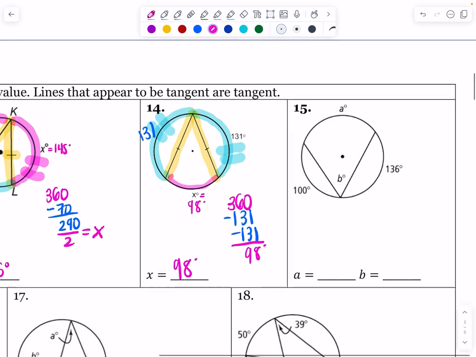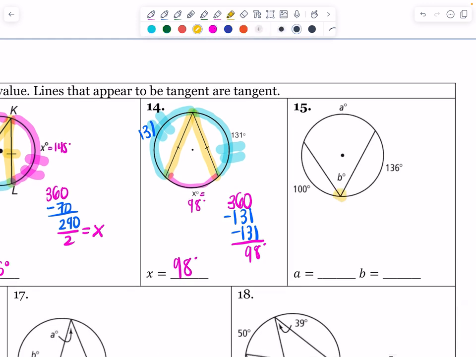Okay. Number 15, again, I have an inscribed angle because its vertex is on the circle. So I'm going to take half of the intercepted arc. Unfortunately, I don't know what A is, but I can quickly find A by subtracting the other two arcs in that circle. So that 100 and that 136, I know that a full circle is 360 degrees. So 360 minus the 100 degree arc on the left minus the 136 degree arc on the right is going to give me 124 for arc A. If that is A, so let's go ahead and write that down.